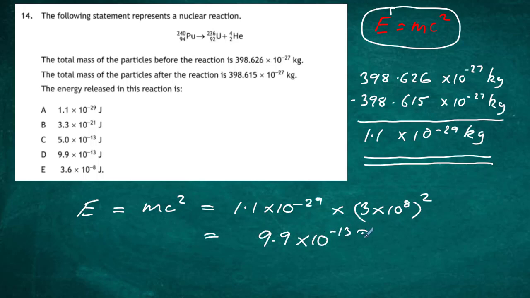It's straightforward, simple arithmetic of physics, looking at the mass defect, the mass lost in the reaction, and putting the mass into Einstein's equation E equals mc squared. And we get a value of the energy released of 9.9 times 10 to the minus 13 joules, which is going to give us answer D.